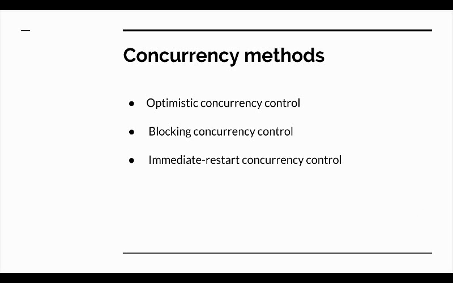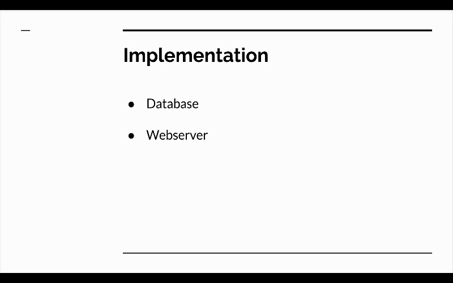These are the three main methods that can be implemented as a concurrency control. And in this project, as well as the paper, we are looking at the optimistic, blocking, and restarting methods. These are solely implemented in SQL query form. The implementation consists of two parts, the database and the web server to handle requests and host the website. We'll begin by taking a look at the database structure.